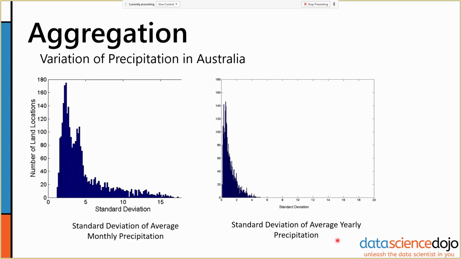We've reduced the random noise in our data set by increasing the scale, by aggregating our data over a longer time period. So that's one of the big reasons that we use aggregation.